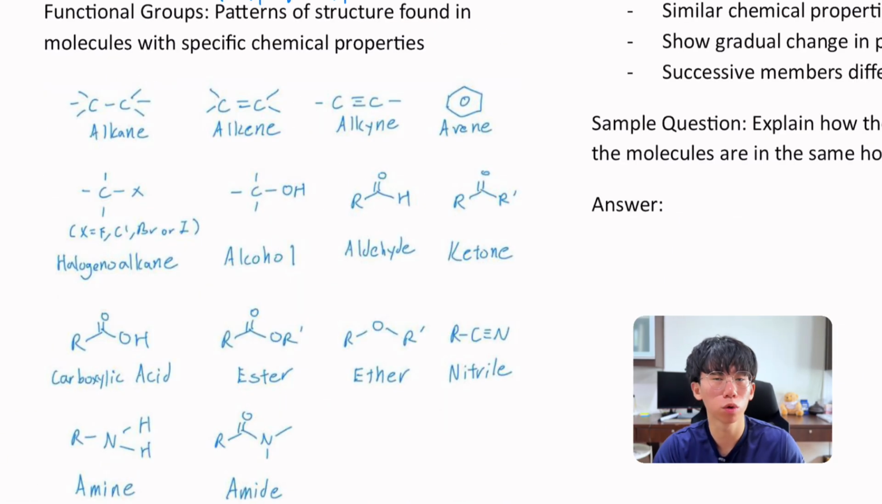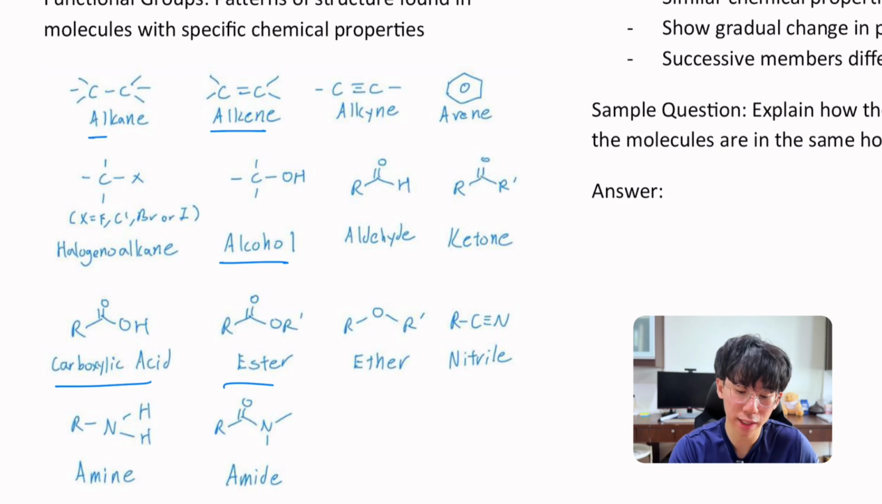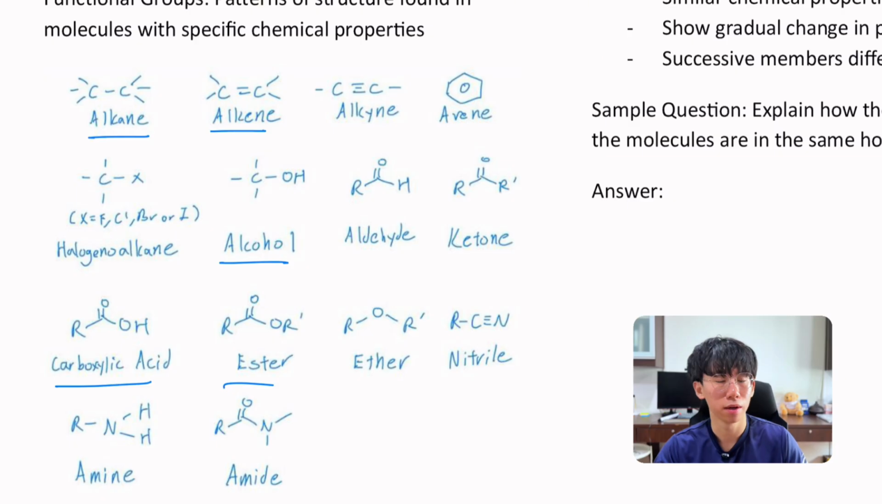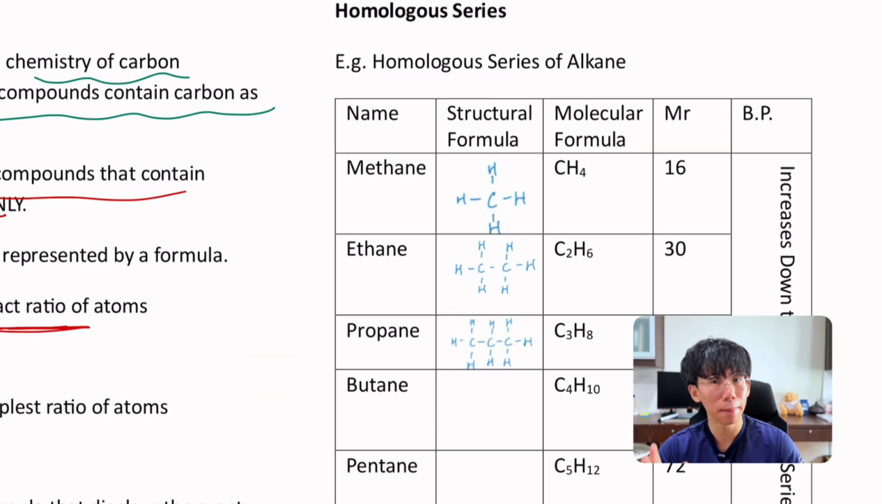Another typical term that you will usually see is functional groups. Functional groups are patterns of structure that have specific chemical properties. Some examples of functional groups include your alkanes, alkenes, alkynes, arenes, alcohols, carboxylic acids, esters, and so on and so forth. Here I will underline those that will typically be covered in our secondary 4 syllabus. Take note, in the future, you will learn more about these other functional groups as well when you are studying perhaps in JC chemistry. Next up, let me introduce you to the concept of the homologous series.